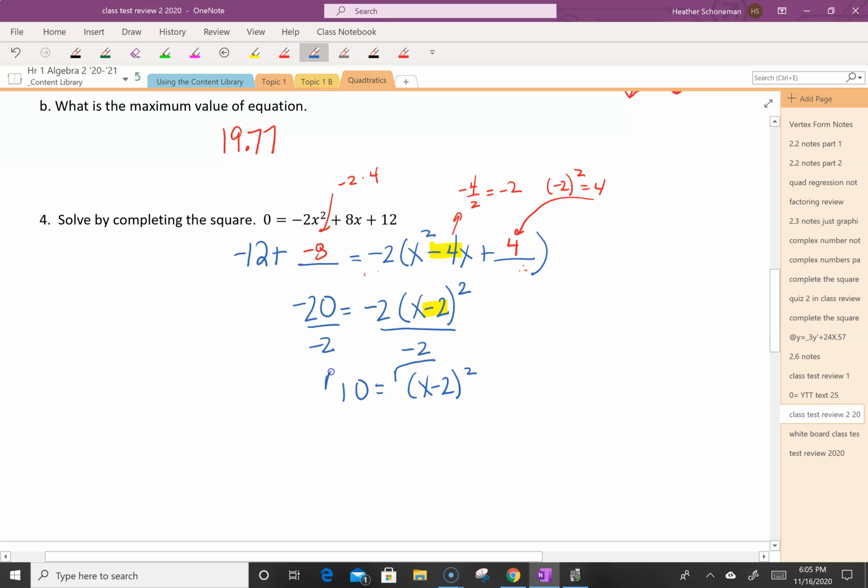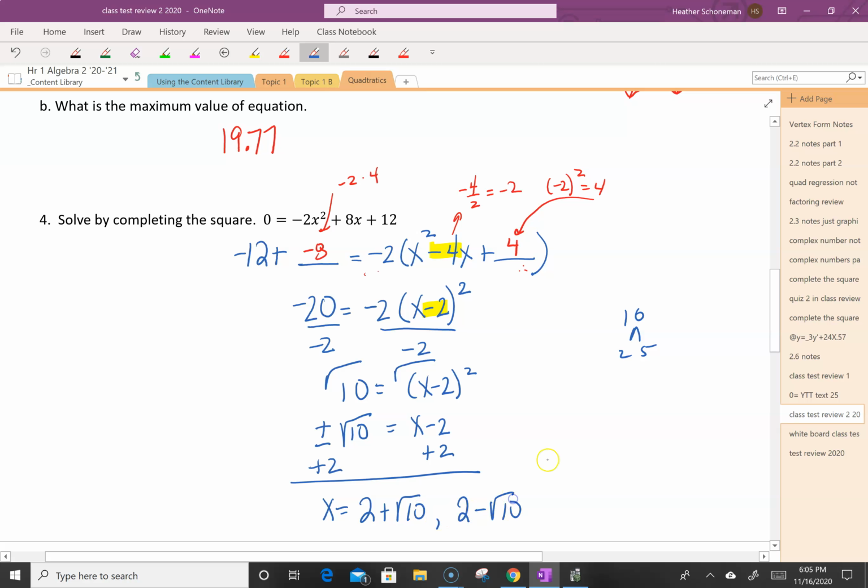To finish it off, I'm going to take the square root. Squaring and the square root cancel each other, so I get x minus 2. On the left, anytime I take the square root of a number, I get positive and negative. Now I'm going to check. I can break it down, but there's no pairs, so the square root of 10 won't simplify, and I don't add an i because it's not negative. So to finish it, I'll add 2 to both sides. So x is going to equal 2 plus the square root of 10 and 2 minus the square root of 10.